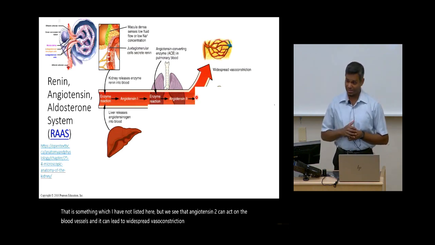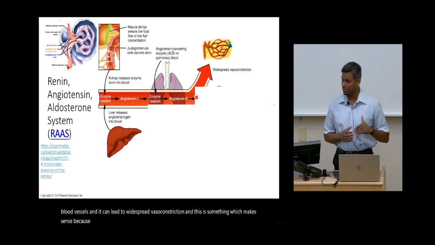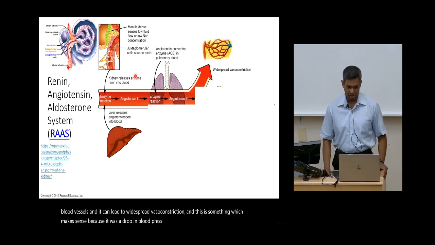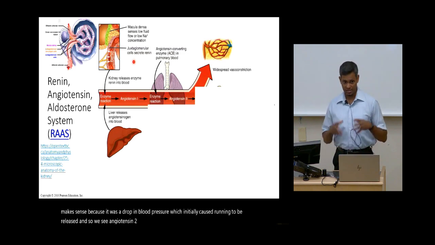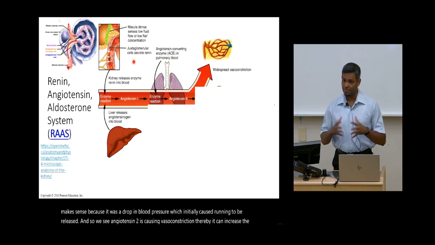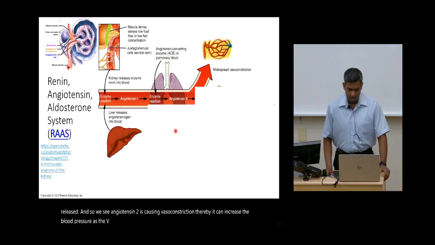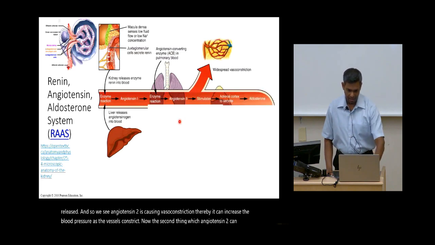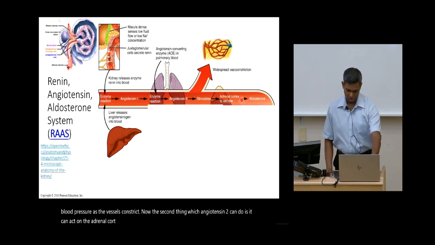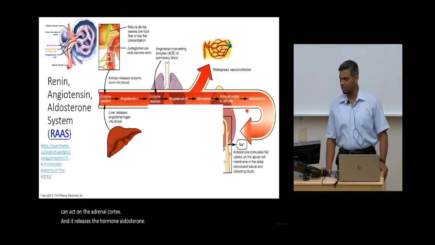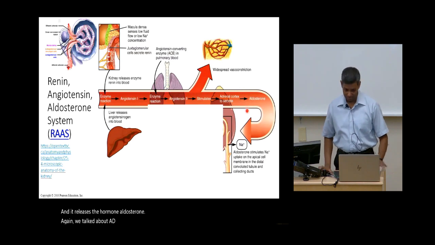And this is something which makes sense because it was a drop in blood pressure which initially caused renin to be released, and so we see angiotensin 2 is causing vasoconstriction, thereby it can increase the blood pressure as the vessels constrict. Now the second thing which angiotensin 2 can do is it can act on the adrenal cortex and it releases the hormone aldosterone. Okay, and we talked about aldosterone on Friday's lecture.